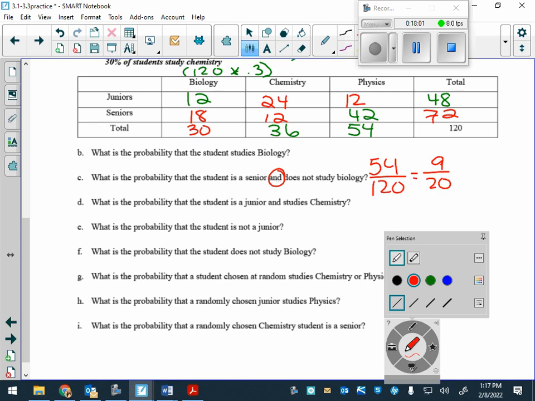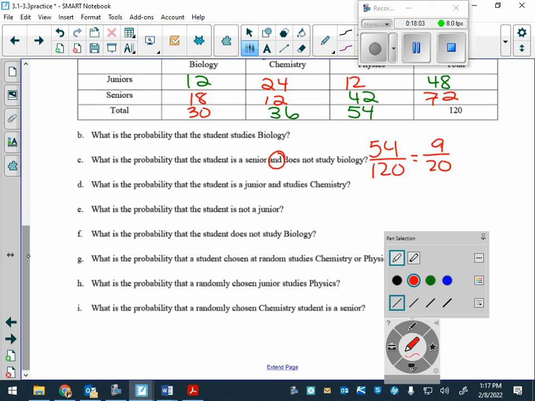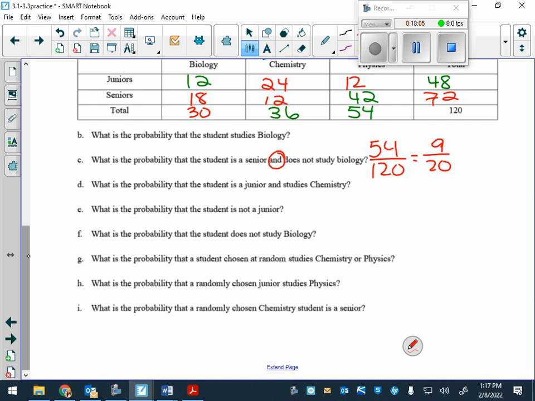Okay. Then the next two kind of ask the same thing, just worded differently. What is the probability that the student does not study bio? So 36 plus 54 gives you 90. 90 out of 120 reduces to 3/4. Okay, which again, correct on the board. Then the next question, what is the probability that a student chosen at random studies chem or physics? So again, 90 out of 120 reduces to 3/4.